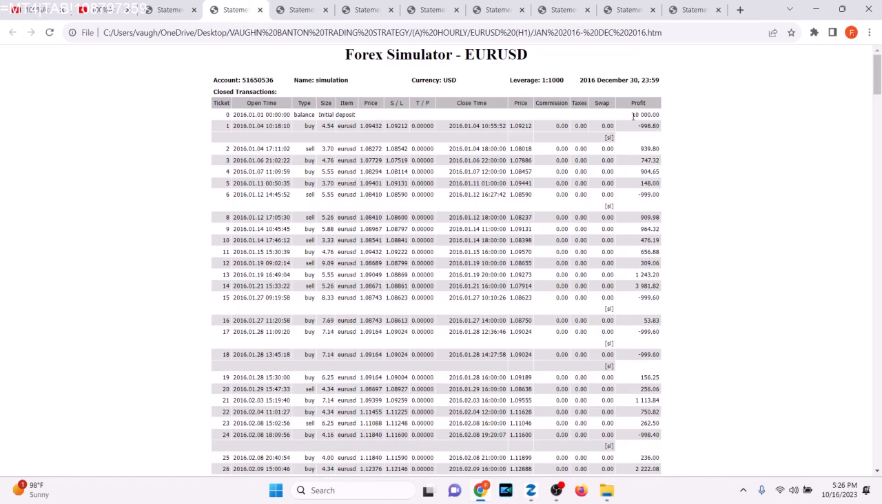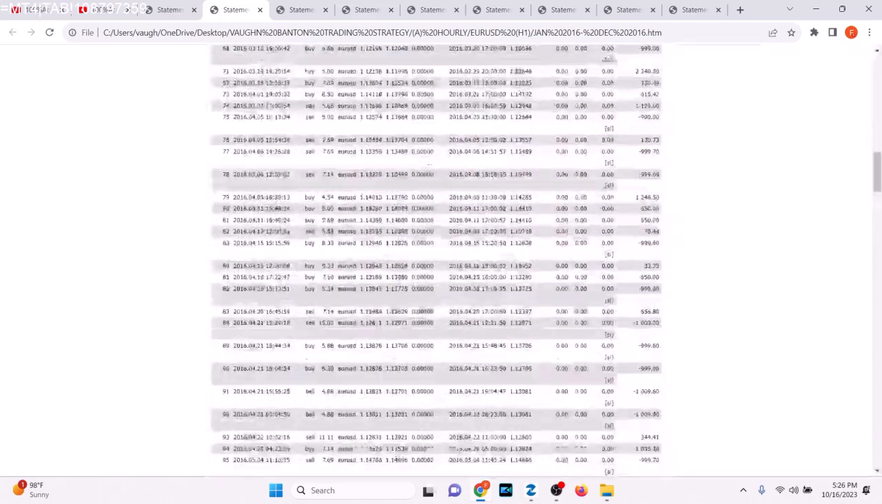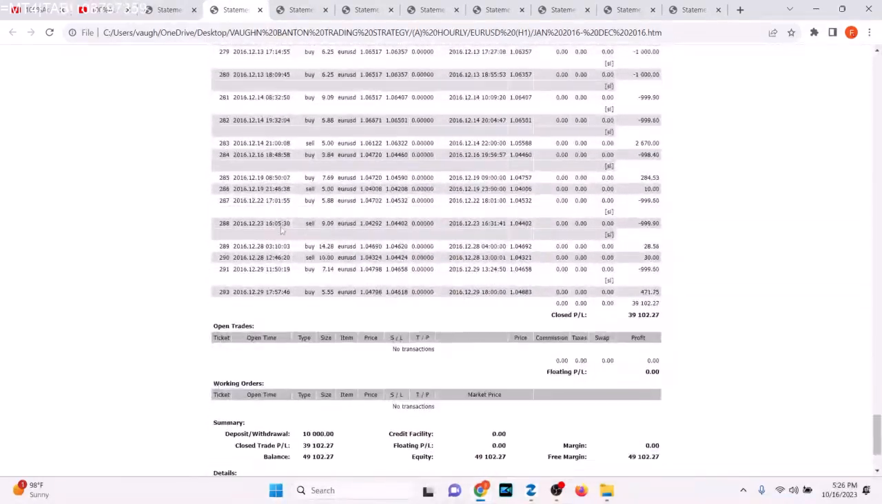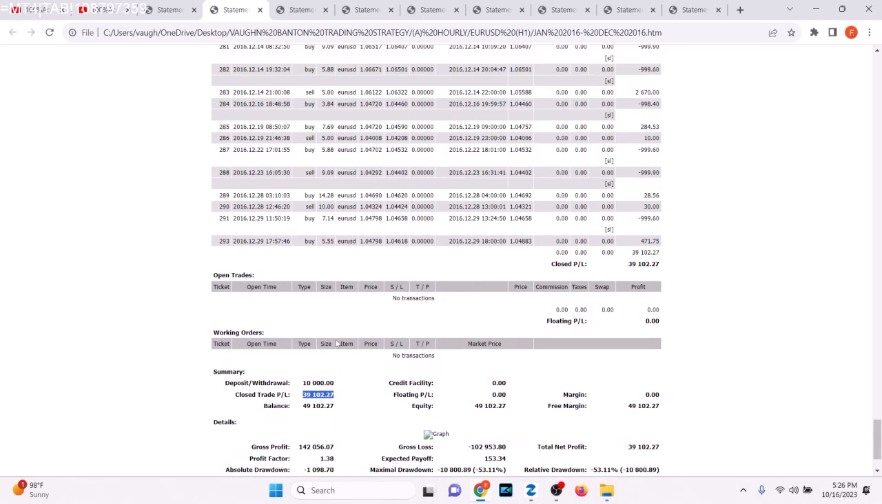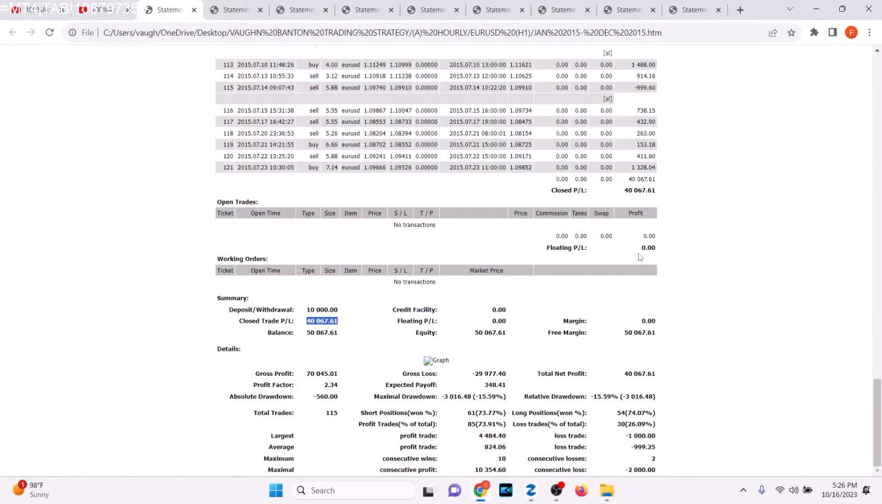In 2016, I also started with a 10,000 deposit, and I closed with a balance of 49,000 and I made a profit of 39,000 for the year, which would be 390% return. Let's just go back to 2015 just to point out that my profit trades for that year were 73%. So I won 73% of short trades and 74% of long trades. So my overall percentage of trades that were profitable was 73%.